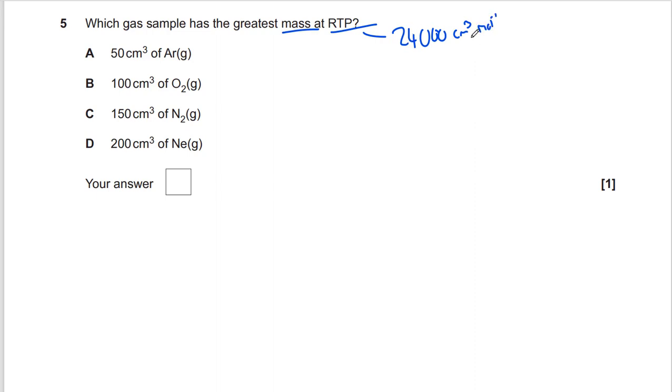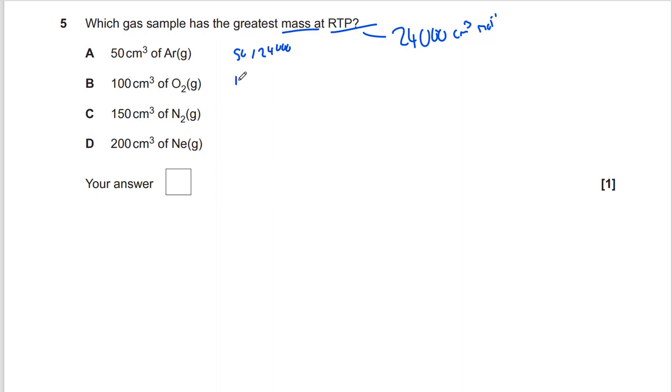So there's 24,000 centimeters cubed in a mole, and we've got 50 of argon. The first thing here is to work out the amount of moles of each one. That's going to be your first task. So the first thing you need to do then is just take all these numbers and divide by 24,000.